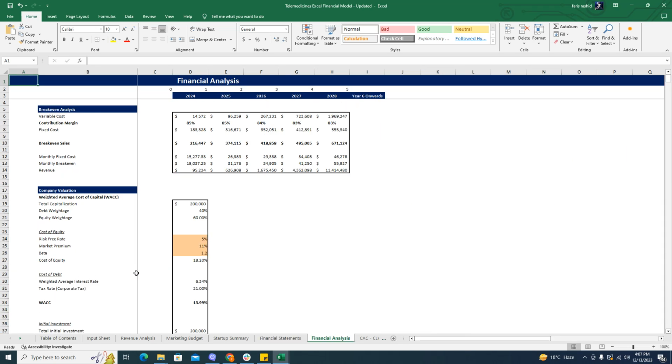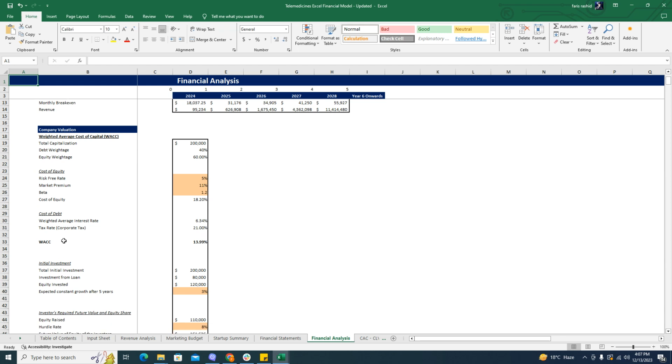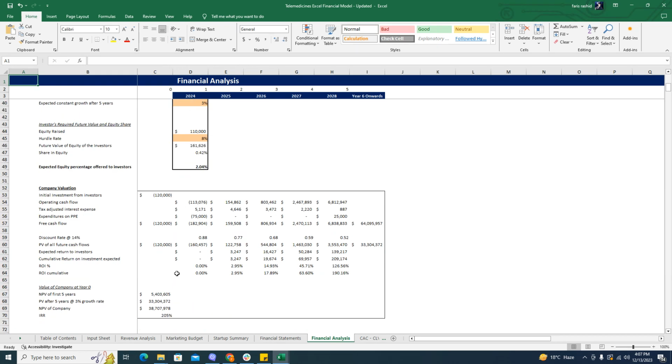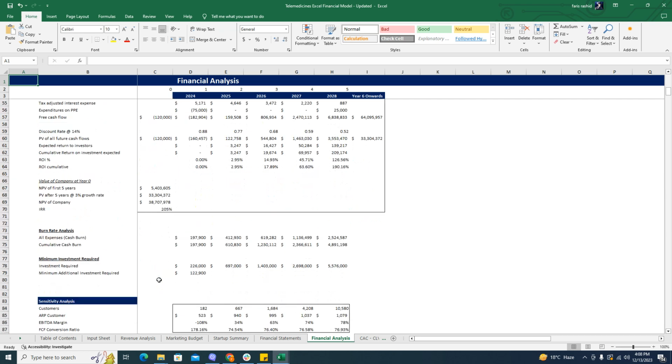Coming towards the financial analysis, the financial analysis gives you analysis on different scenarios such as break-even analysis. This break-even analysis gives you the break-even sales of the business. It also includes the company valuation, which gives you the weighted average cost of capital, known as WACC, of the business, and the expected equity percentage that can be offered to the investors is also provided in here. It also provides you with the IRR and NPV of the business.